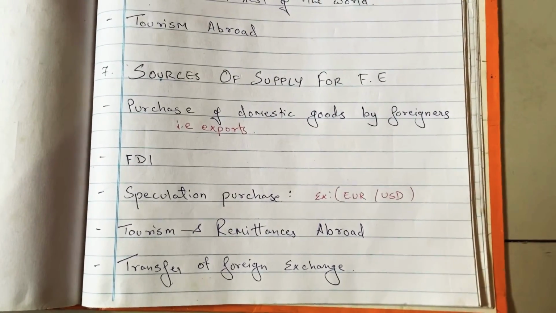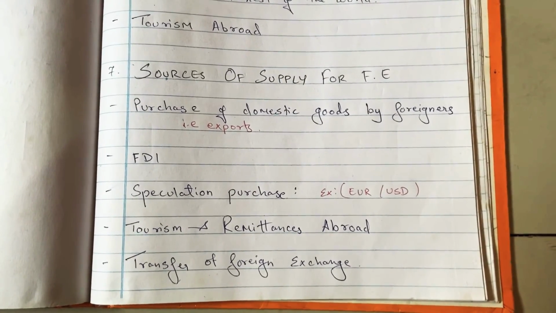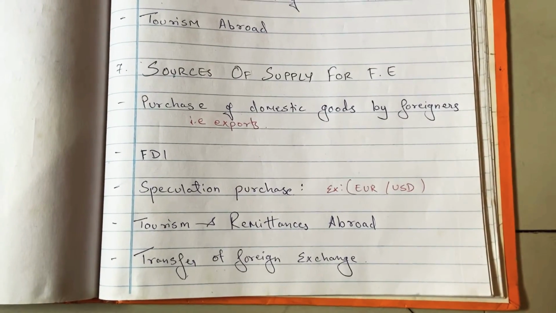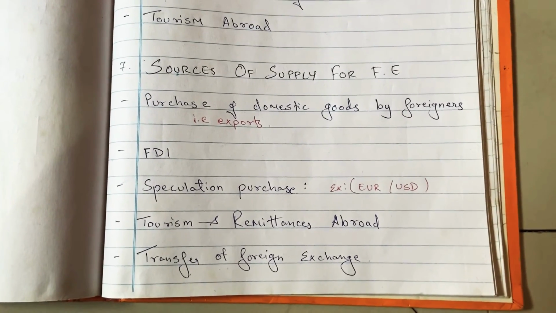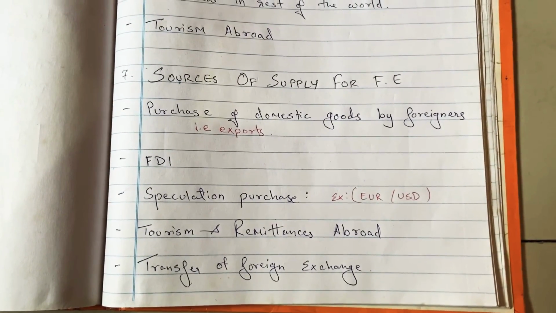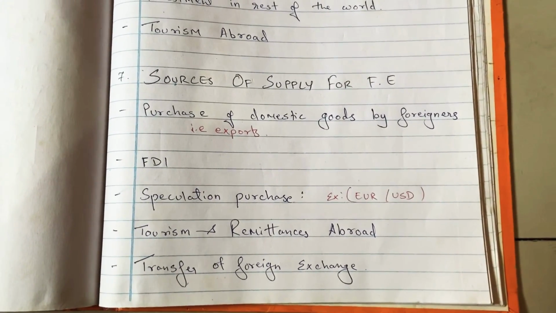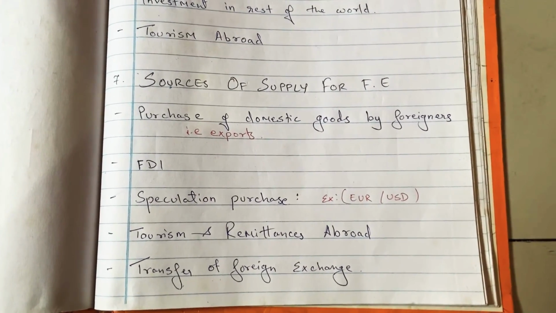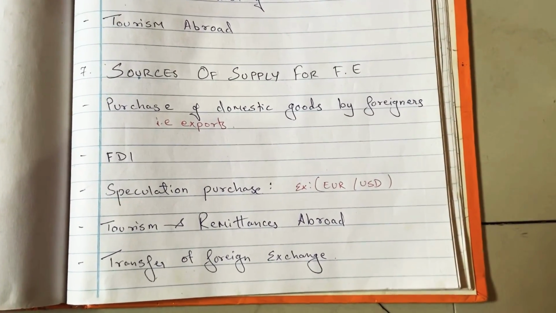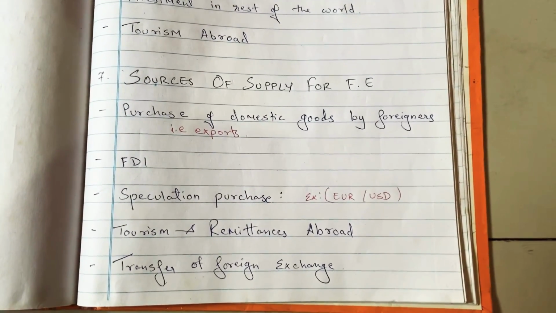Tourism and remittance abroad. When any tourist comes to India, then he would require the local currency, so he would be supplying his own currency, and then there is supply of foreign exchange. Now, transfer of foreign exchange. It means if any of your relatives is staying abroad, they are earning there, and they will be transferring some money to their native places, to their parents, to their relatives in India. So there is inflow of foreign exchange in India.